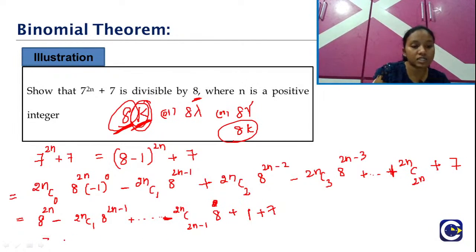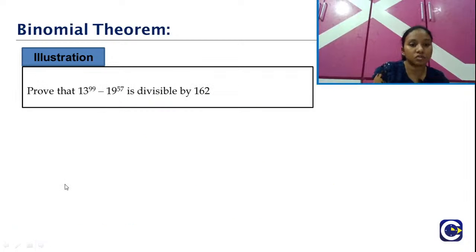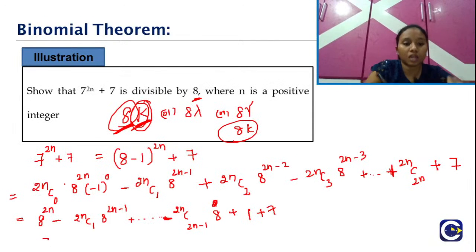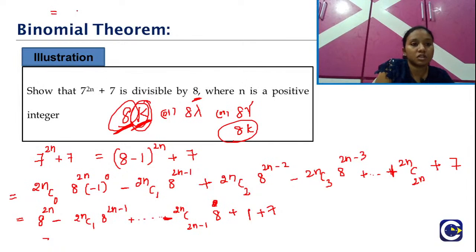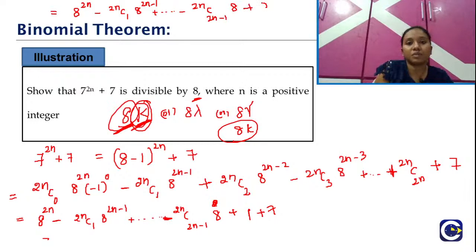So now we can rewrite this as, let me write down here: 8 power 2n minus 2n c1 8 power 2n minus 1, and so on, and the term before the last, 2n c 2n minus 1 into 8, plus 7 plus 1, 8. Now let's identify whether we could take the number 8 common from each term in the expansion. Here 8 power 2n means there will be an 8 here, so we can take 8 common.